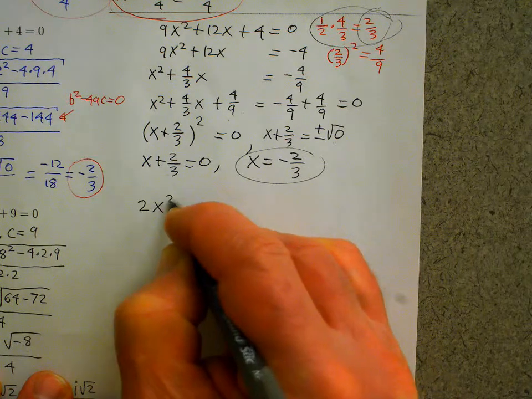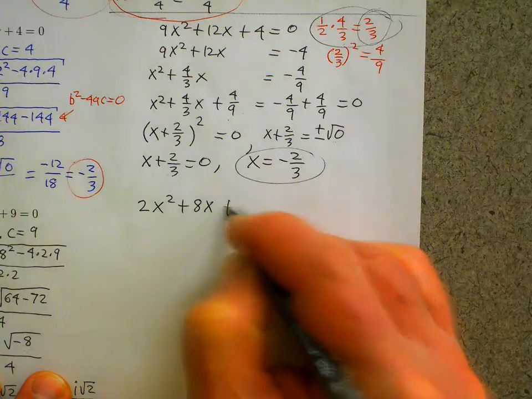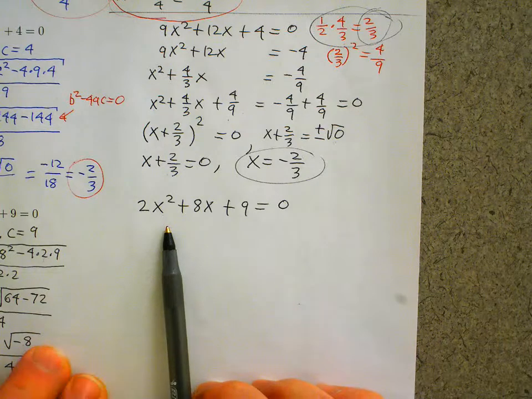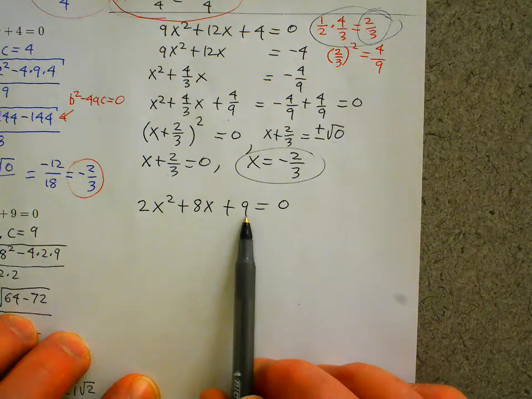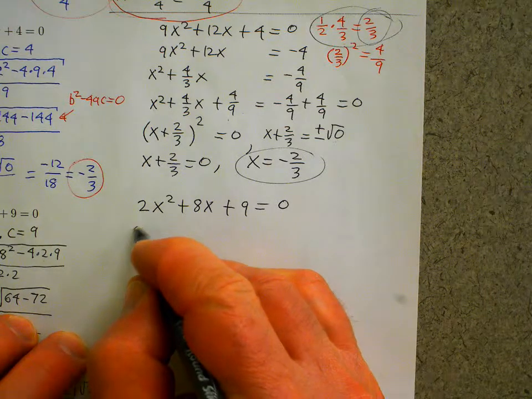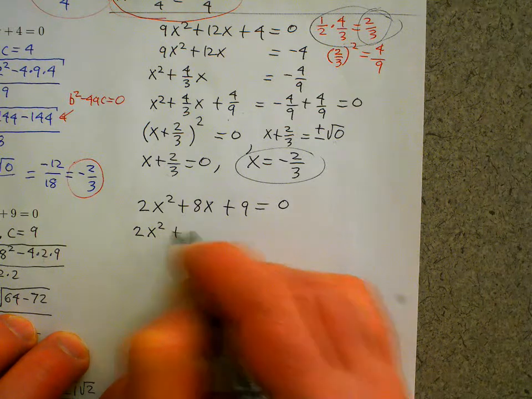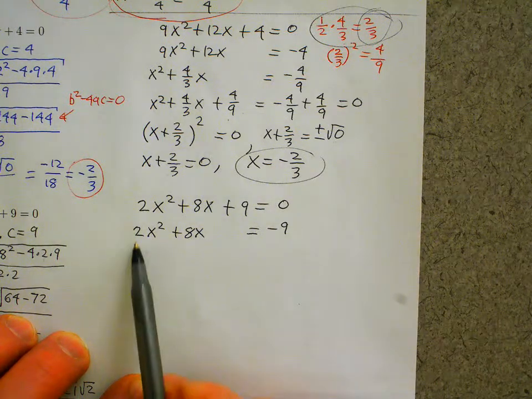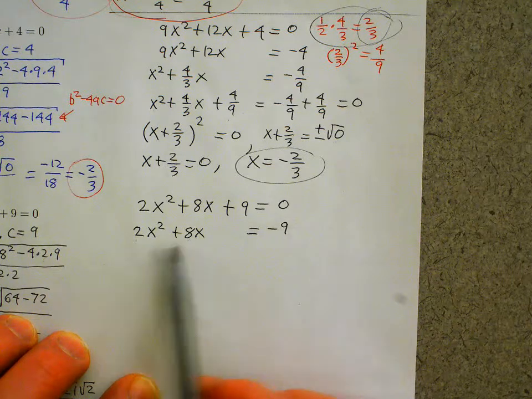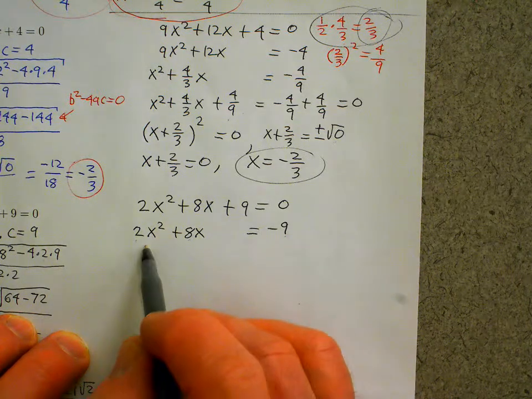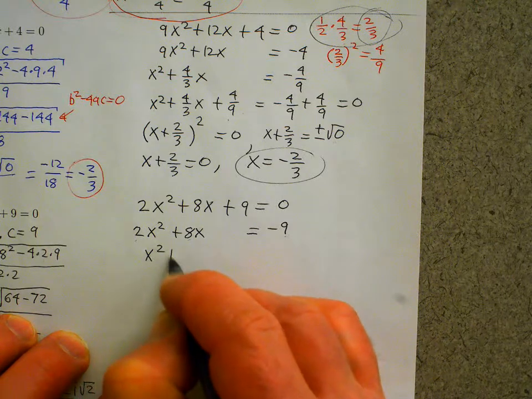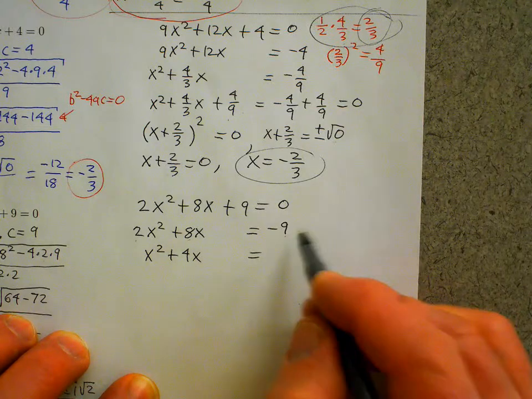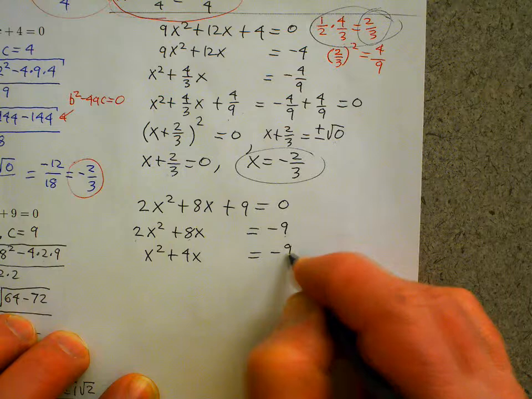Okay, so 2x squared plus 8x plus 9 equals 0. We're solving this by completing the square. So first, subtract 9 from both sides. We get 2x squared plus 8x equals negative 9. Then divide every term on both sides by 2. 2x squared divided by 2 is x squared. 8x divided by 2 is 4x. Negative 9 divided by 2 is negative 9/2.